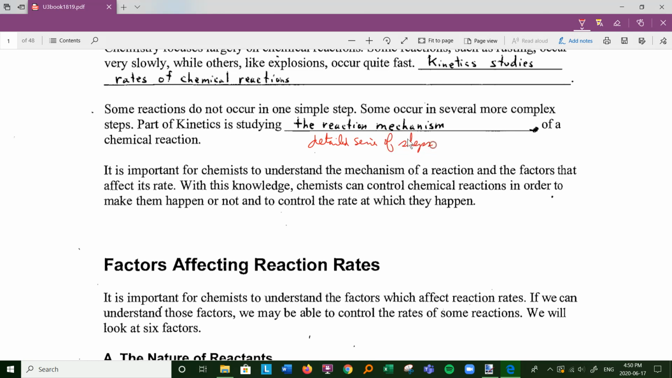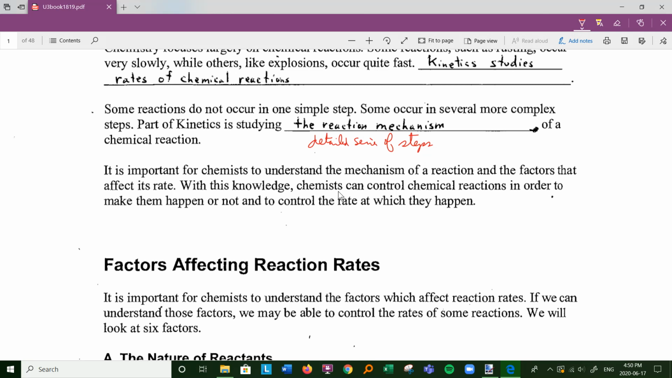So reaction mechanism is a detailed series of steps. Some reactions, just one step. That's called a simple step. If the reaction is more than one step, it's called complex. It's important for chemists to understand the mechanism of a reaction and the factors that affect its rate. With this knowledge, chemists can control chemical reactions in order to make them happen or not, and to control the rate at which they happen.